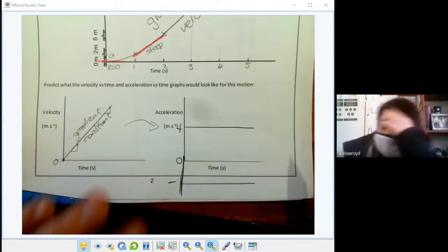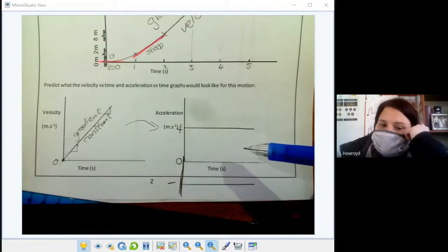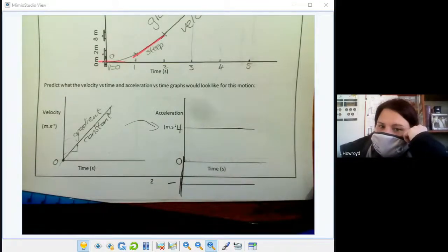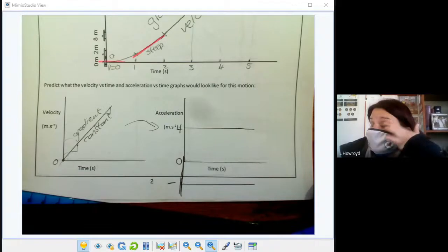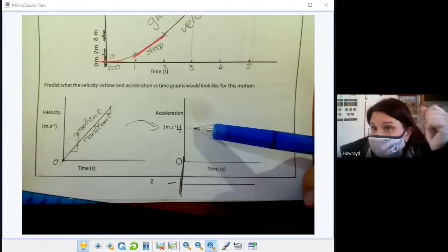Can you remember what the factors are that will give you a positive acceleration? If it's going in a positive direction and going faster and faster, or if it's going in the negative direction and going slower, slower. Remember, if you're going in a negative direction, but it's a negative acceleration, so it's going slower, slower, it's going to land up on the positive side. Just like in maths.